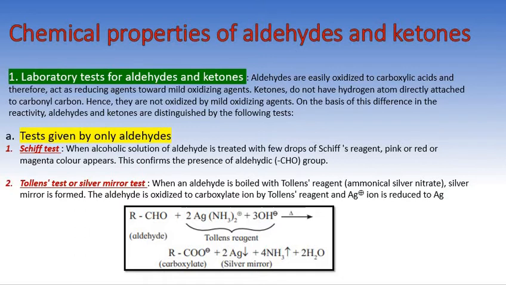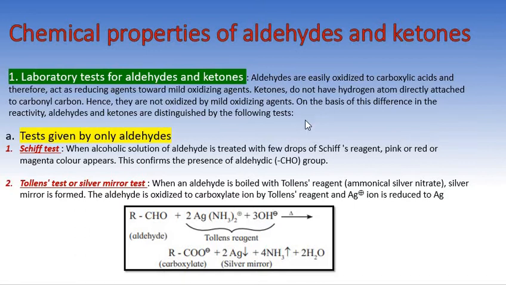The second test is the Tollens test, or silver mirror test. When an aldehyde is boiled with ammoniacal silver nitrate, which is also called Tollens reagent, after boiling we will get a silver mirror. A mirror kind of thing will appear in the test tube where you have taken the compound and the Tollens reagent. The aldehyde is oxidized to the carboxylate ion and the Tollens reagent is reduced to silver. This is a redox reaction.